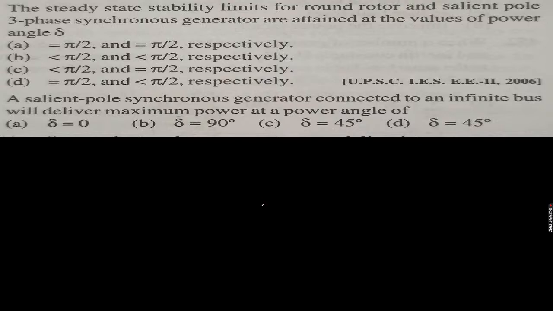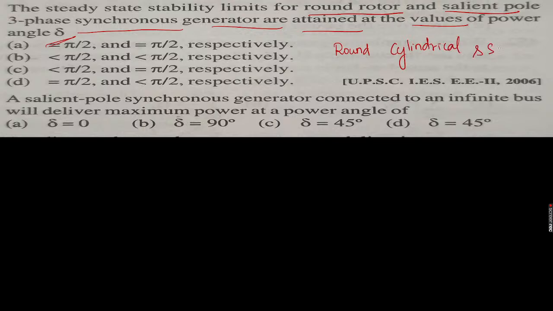See what the next question is asking. The question is on the steady state stability limit. The steady state stability limit for round rotor and salient pole three-phase synchronous generators is attained at values of the power angle delta equal to, respectively. So they are talking about two machines, right? One is cylindrical; round rotor means cylindrical. I hope you all know the answer for this question. Another one is the salient pole machine.